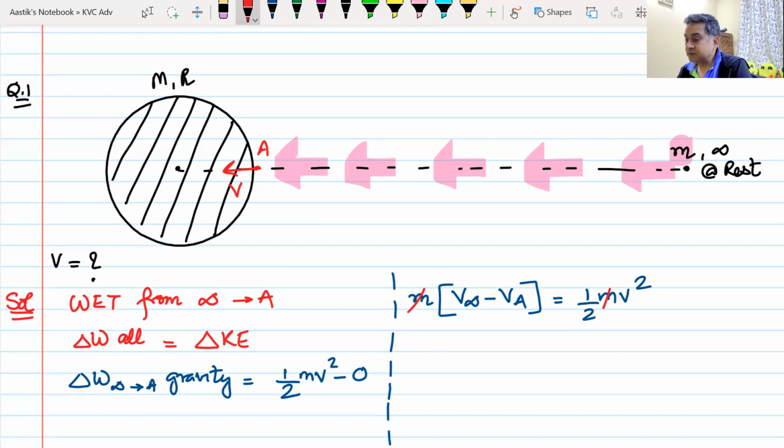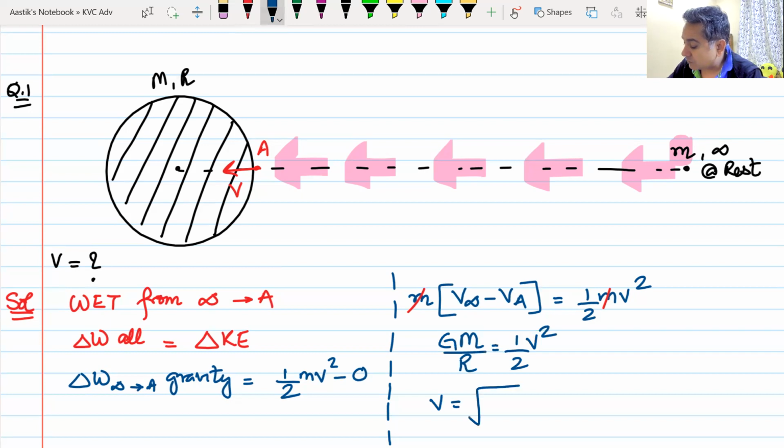Minus GM by r, and minus minus of GM, that minus GM by R becomes G into capital M by R is equal to half V square. That means your V becomes root over 2GM by R. Do we understand this? Yes, sir. This is how you should have done this anyways.